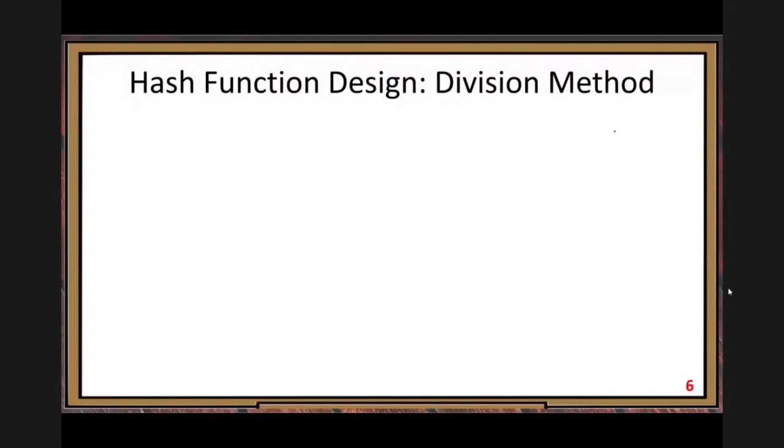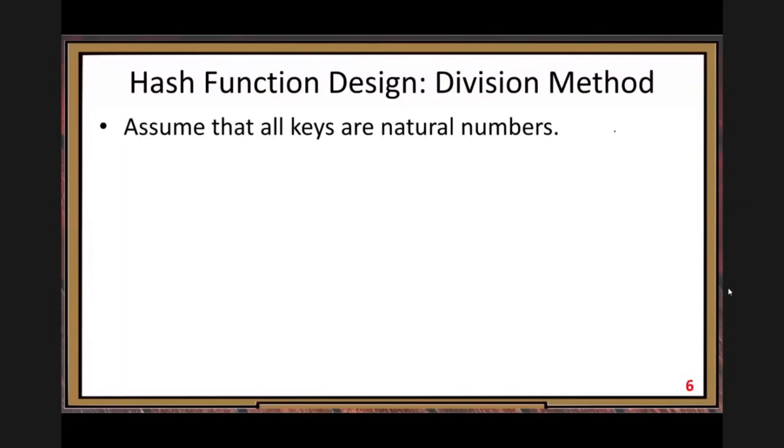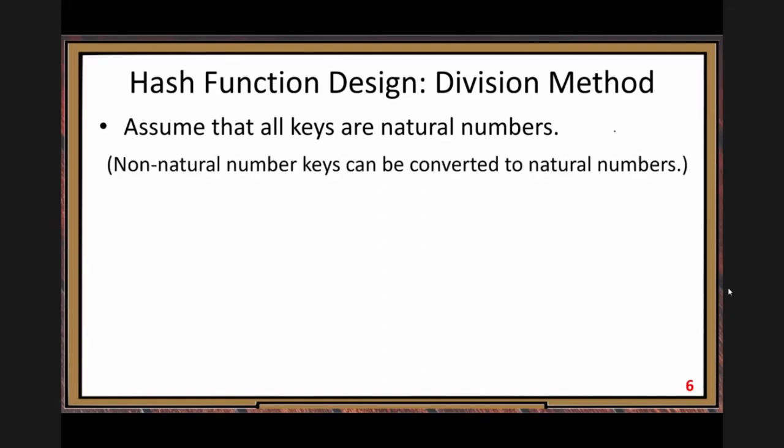All right, so look at the idea. Hash function design, division method. Assume that all keys are natural numbers. Initially, we make this assumption for convenience, because later we can remove this assumption. If the keys are string values, no problem, because we can convert string values to integers easily. So we don't worry about that. If we can design hash functions for integers, then we can cover all keys. We just do conversion. Non-natural number keys can be converted to natural numbers.